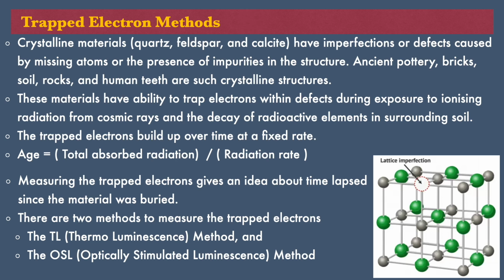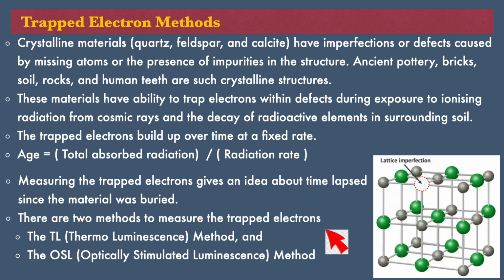When artifacts like ancient pottery, bricks, rocks and human teeth are buried, they are exposed to radioactive elements in surrounding soil. The ionizing radiation from the cosmic rays also reach them. These materials keep accumulating electrons in their imperfections. The trapped electrons build up over time at a fixed rate. Measuring trapped electrons gives an idea about the time lapse since the material was buried. The time for which it was buried can be calculated by dividing the total absorbed radiation by the radiation rate. This fact is the basis of the trapped electron dating.